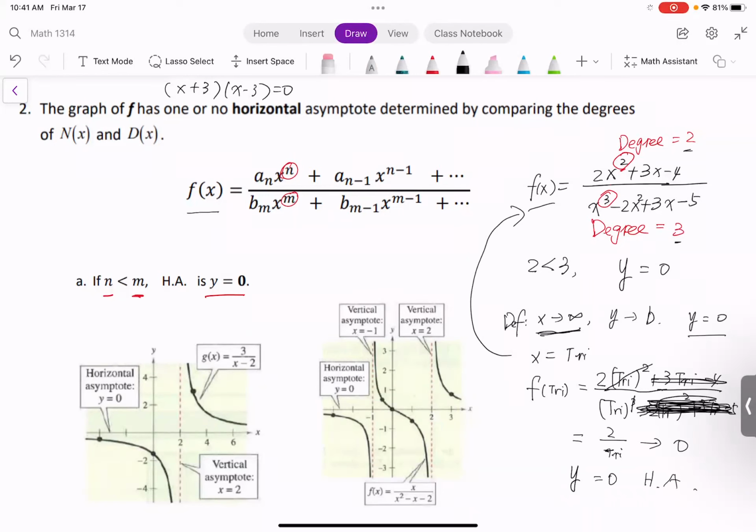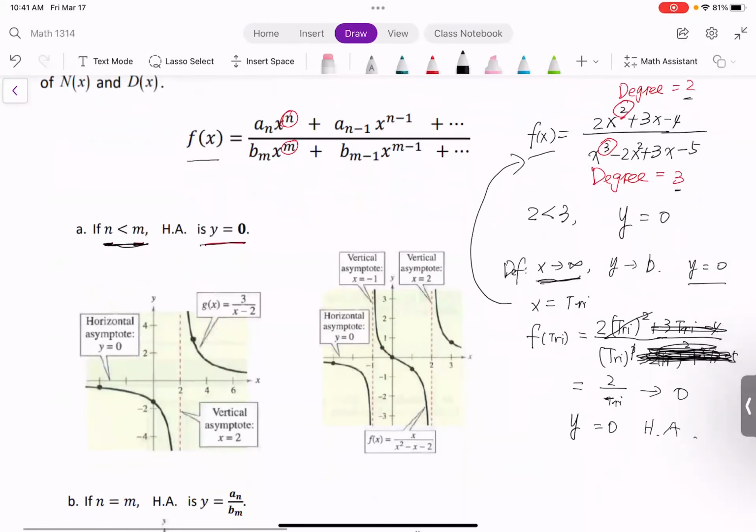If you think the explanation is so tedious, you can just use the rule here. If the top degree is less than the bottom degree, the horizontal asymptote is y equals 0. All right, let's see 2 examples here.